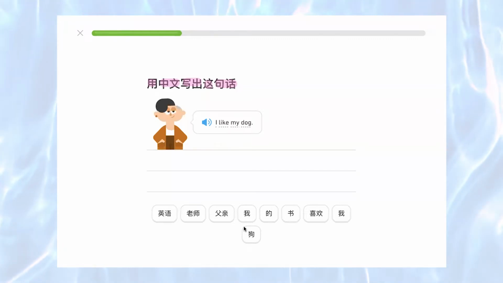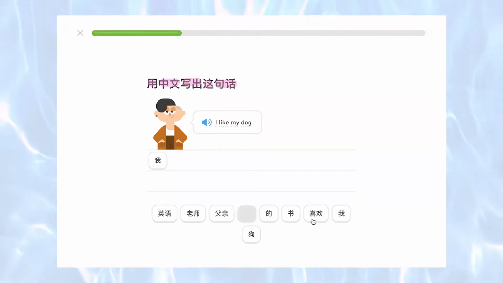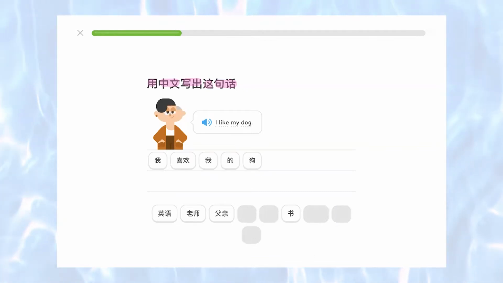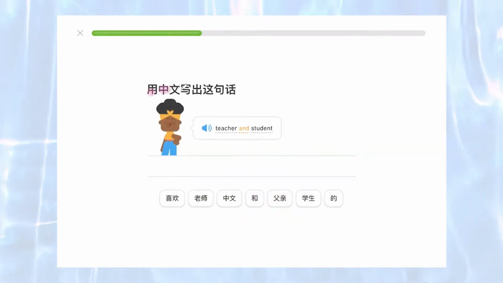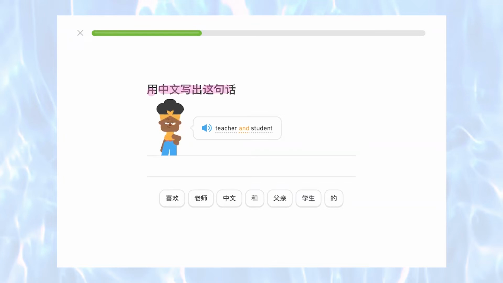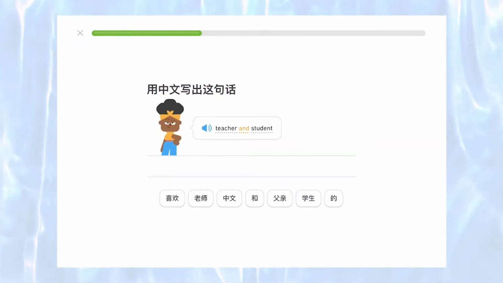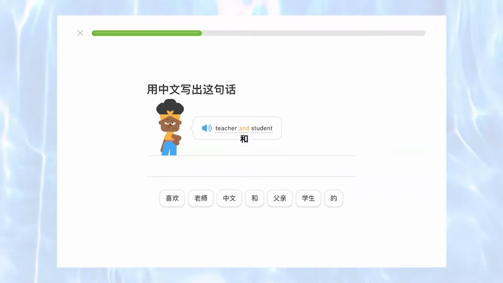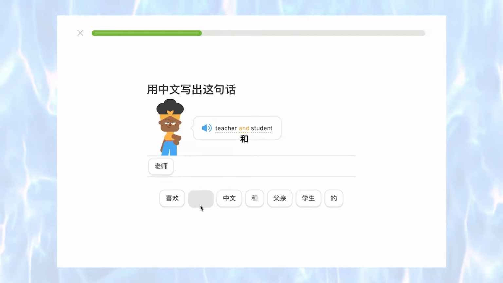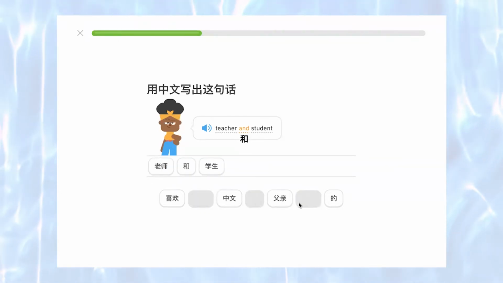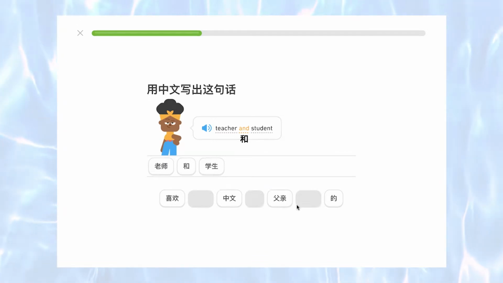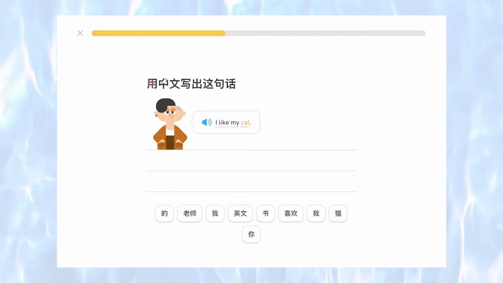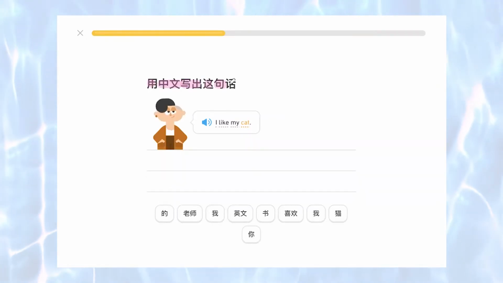I like my dog. Teacher and student. Use Chinese to write this sentence. Teacher and student. 老师 teacher, 和 and, student. Use Chinese to write this sentence.